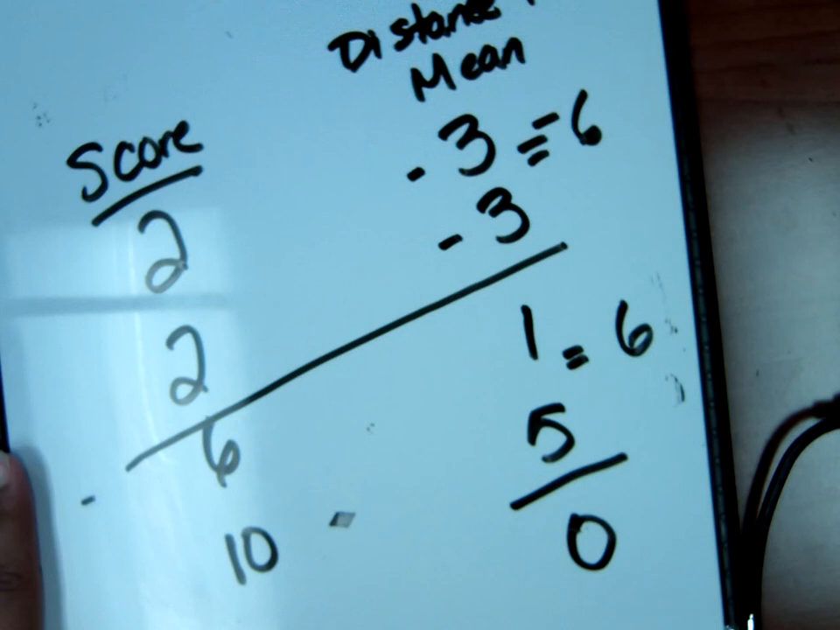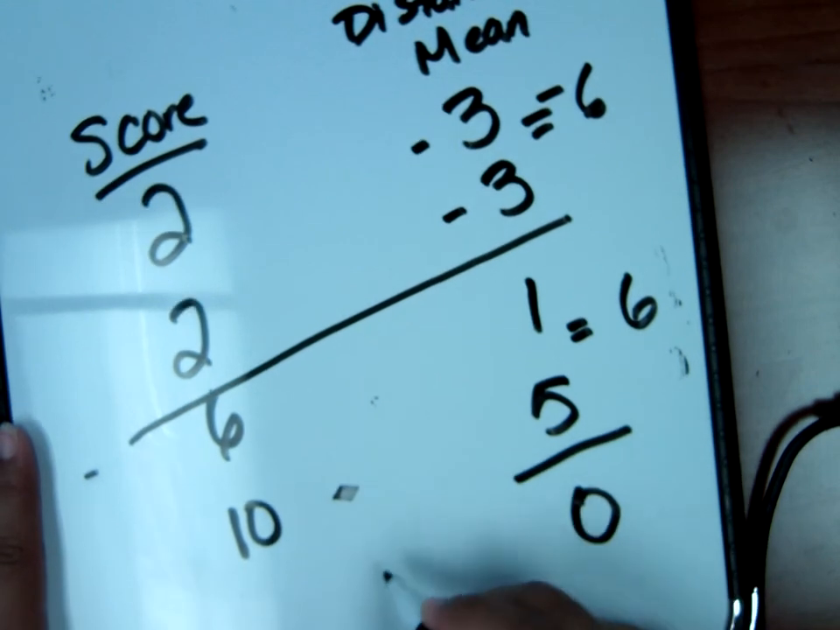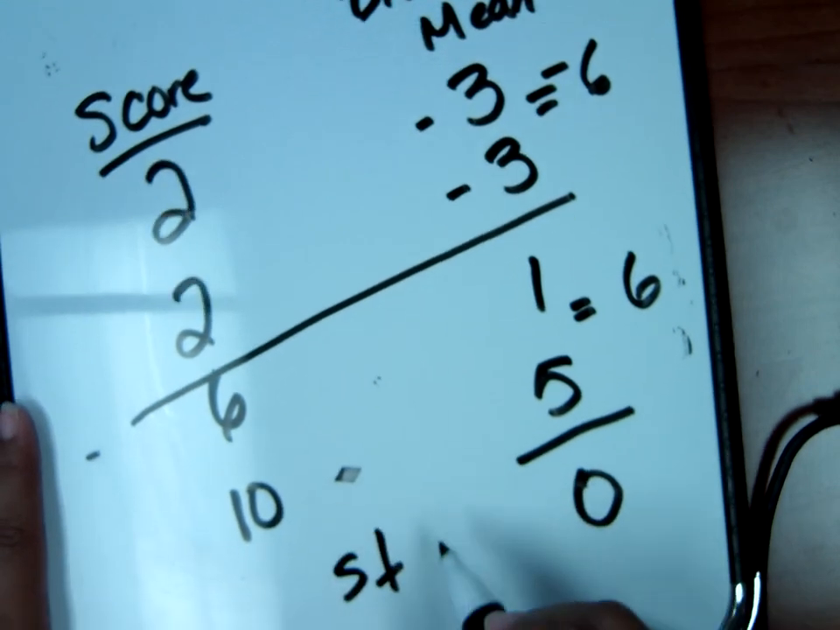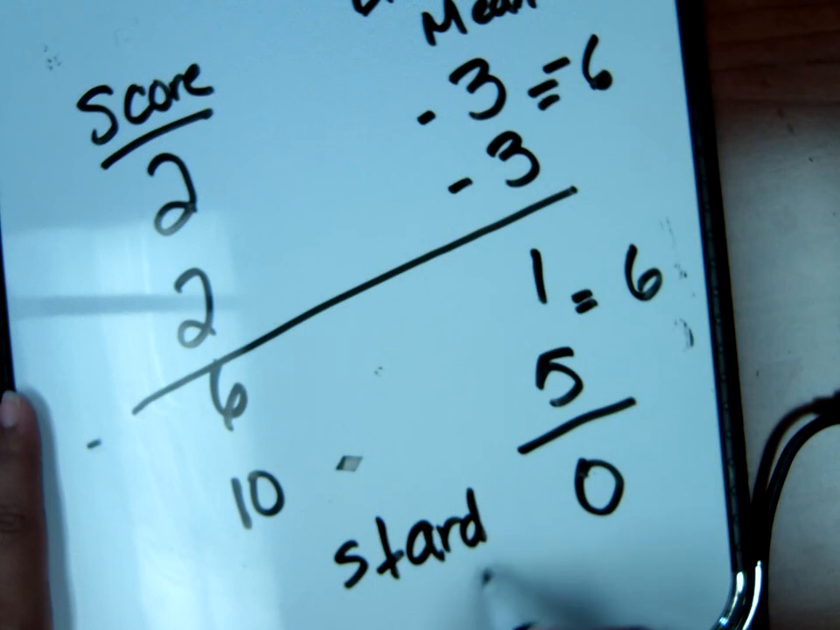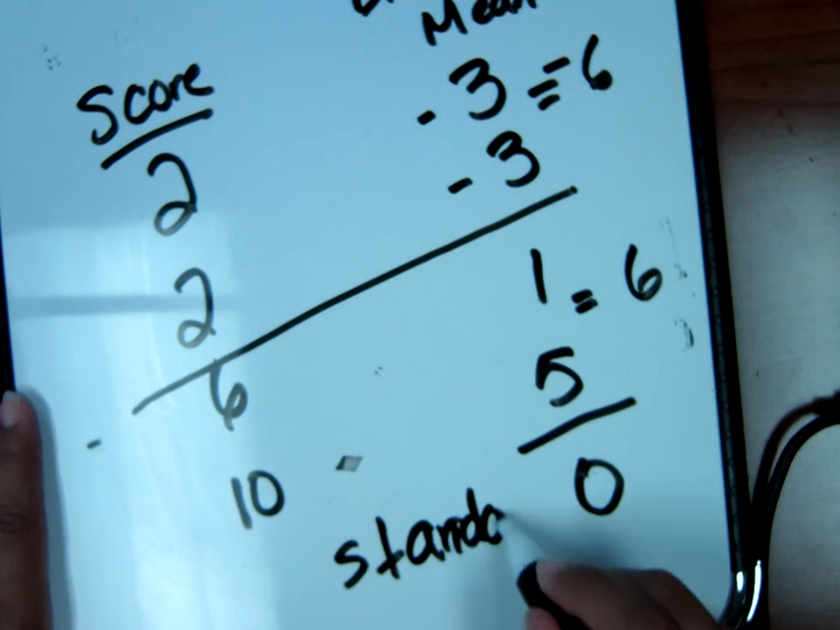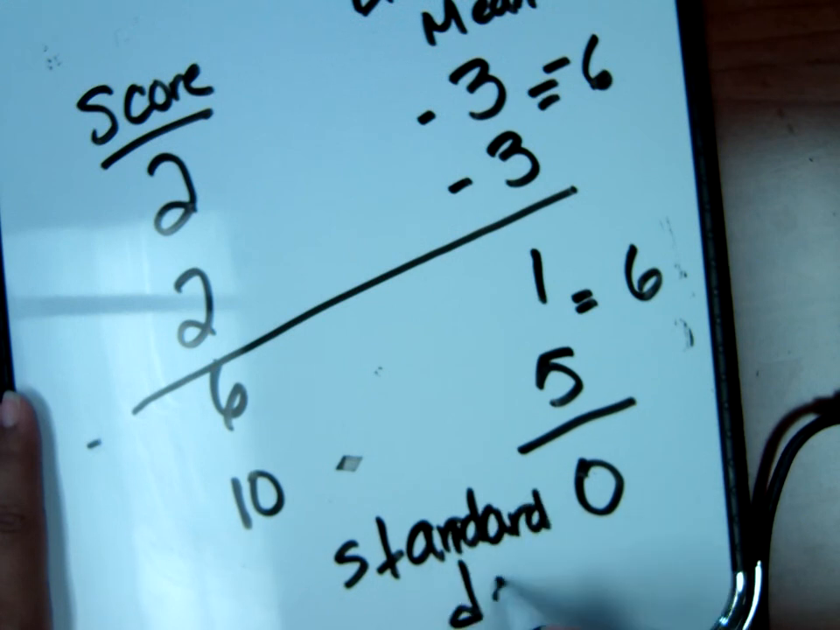Which is why, when we were talking about standard deviation, or how far apart the scores are, when we're trying to determine the distance from the mean, or the spread of the distances, we're always going to square the numbers so that we can figure out what we call our standard deviation.